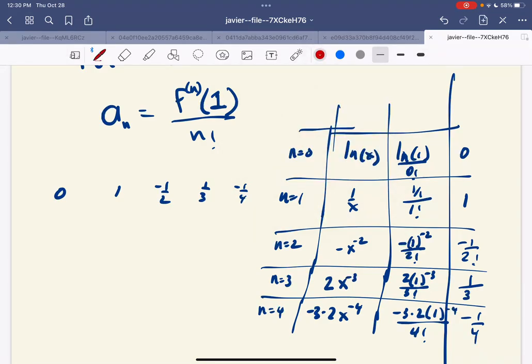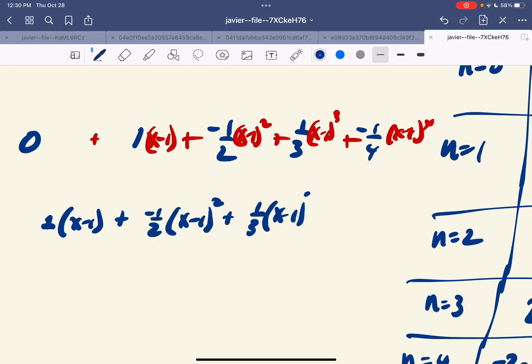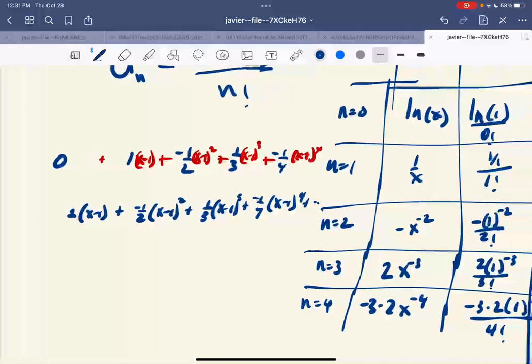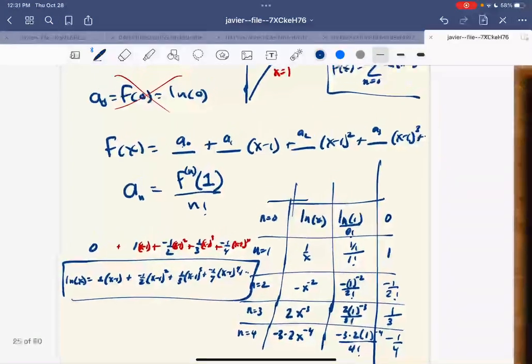Now I just need to add my polynomials. X squared, no, that's wrong, that would be at 0. Then x minus 1, x minus 1 squared, x minus 1 to the third, x minus 1 to the fourth, with just pluses in between. Sorry, that doesn't look so pretty. I'll make it prettier. It would be equal to 1 times (x minus 1) plus negative 1/2 times (x minus 1) squared plus 1/3 times (x minus 1) to the third plus negative 1/4 times (x minus 1) to the fourth, dot, dot, dot. Boom. So this guy is equal to ln of x. Beautiful.